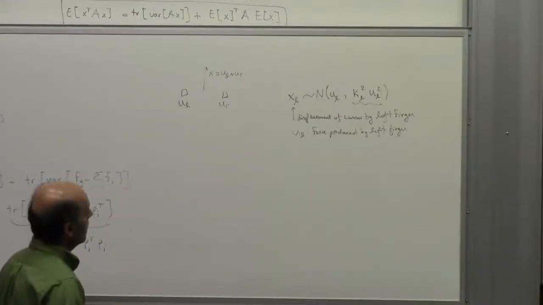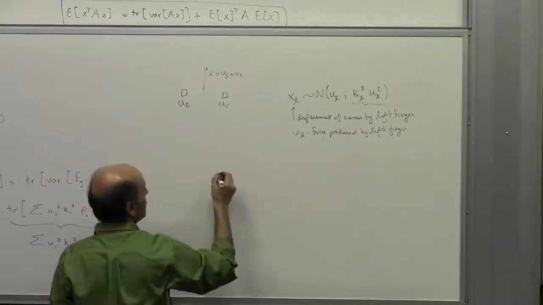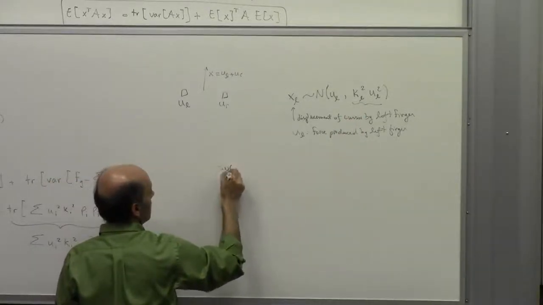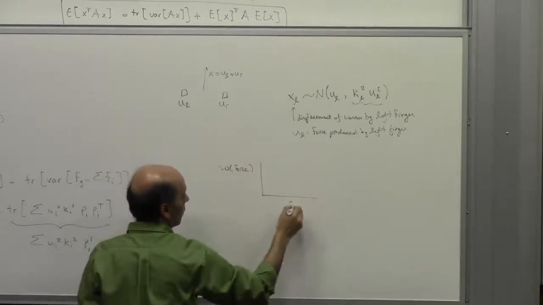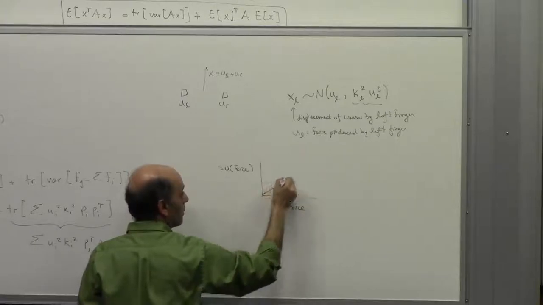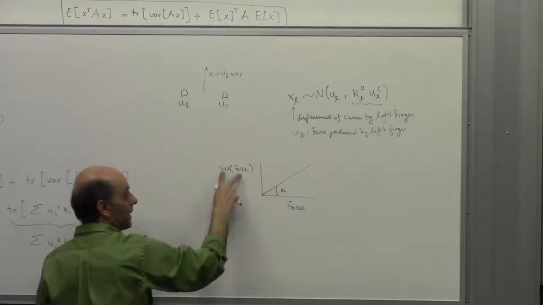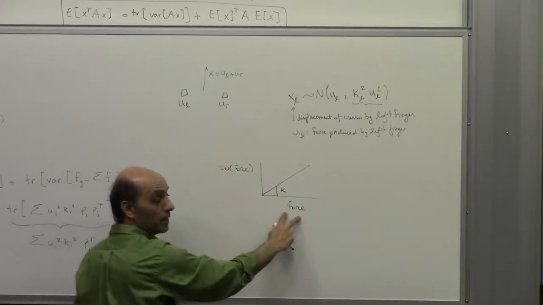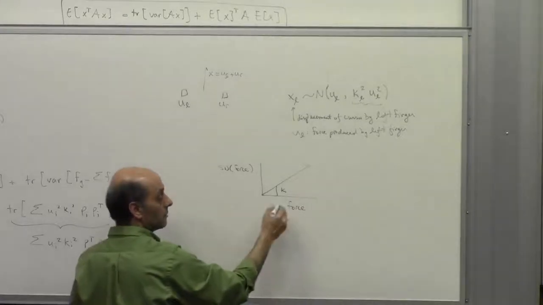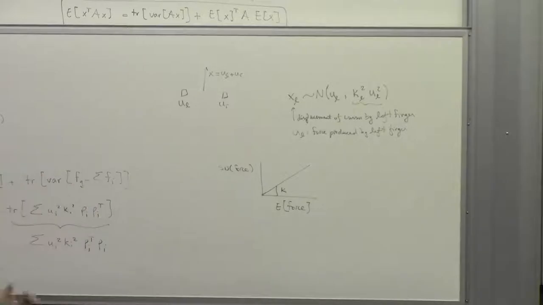Okay, so just to give you a sense of what this means, if you were to look at the standard deviation of force as a function of force, we would have a slope that would be k. So the standard deviation of the noise grows as a function of the mean of the noise. It's the expected value of the force. And the slope is k. So the variance is quadratic, the standard deviation is linear.